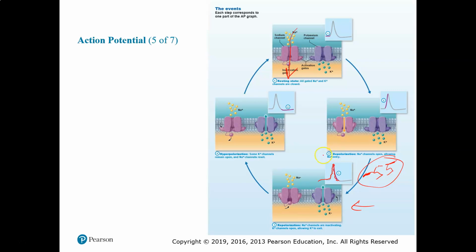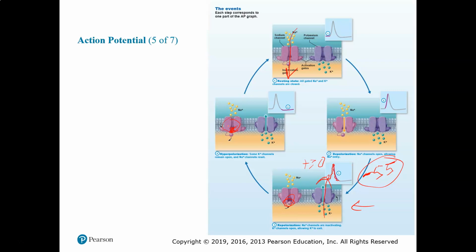But when that +30 gets here, those sodium gates inactivate, so sodium can't come in anymore, and the potassium gates open. Now our membrane is going to become more negative because it's losing positive ions. You kick the positive ions out, and the membrane potential goes more negative. This is representing a closed sodium channel. When the ball is there, it's inactivated, but when this channel is closed, it has this gate that's closed right there.